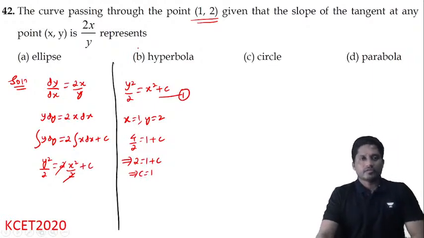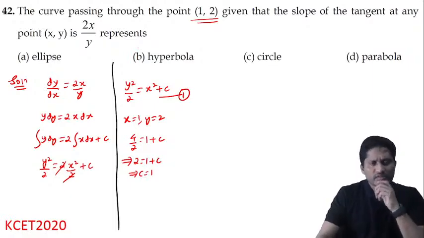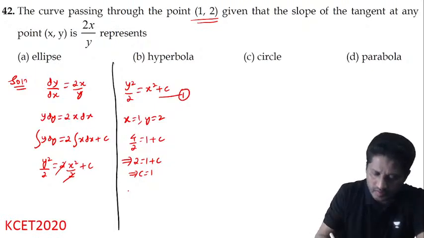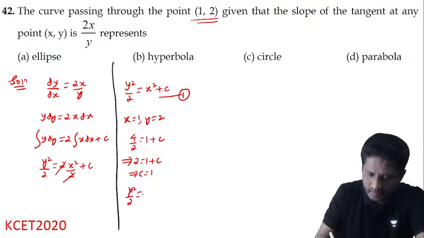dy by dx is 2x by y. Y into dy is equal to 2 times x dx. 2 and 2 cancel. Y square by 2 is equal to x square plus c. X is equal to 1, y equal to 2. You get 2 is equal to 1 plus c, c is equal to 1. So this becomes y square by 2 is equal to x square plus 1.